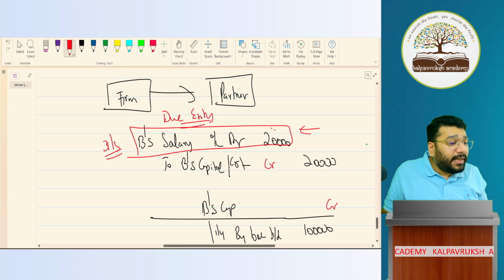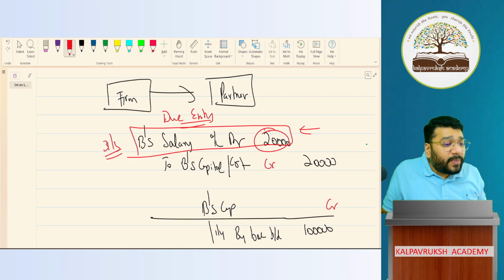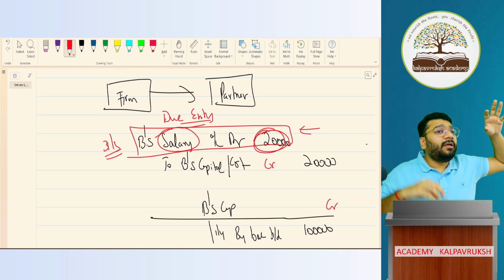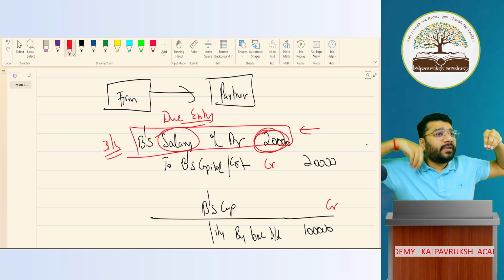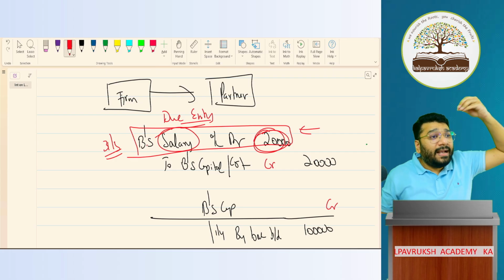Due entry, salary 20,000 means what? Salary 20,000 expense recorded. Expense increased. So now this 20,000 expense is there. No, it's sitting in the salary ledger. Now please understand, people. I told this in 11th standard. Sale is there in the sale account. Interest income is there in the interest income account. Purchase is there in the purchase account. Rent is there in the rent account.